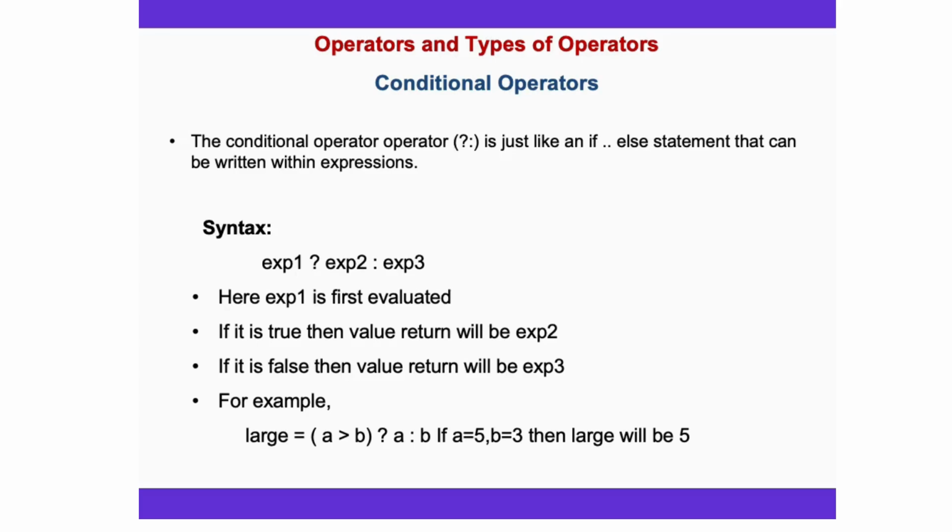Here we can give one example. Large is equal to a greater than b question mark a colon b. If a is equal to 5 and b is equal to 3, here the condition is true, so expression 2 will be returned, so the output is 5.